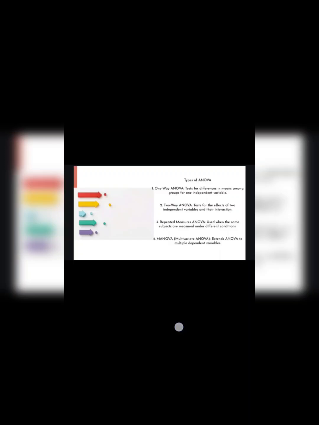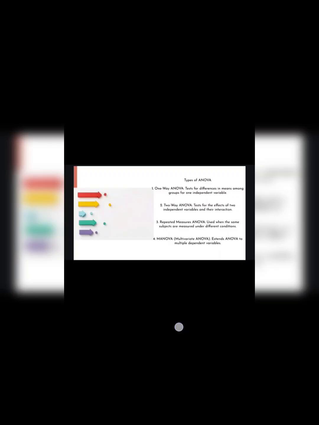And the next one is repeated measures ANOVA. It is also a statistical technique that compares the means of a dependent variable across multiple measurements of the same subjects in different conditions. And the final one is MANOVA.